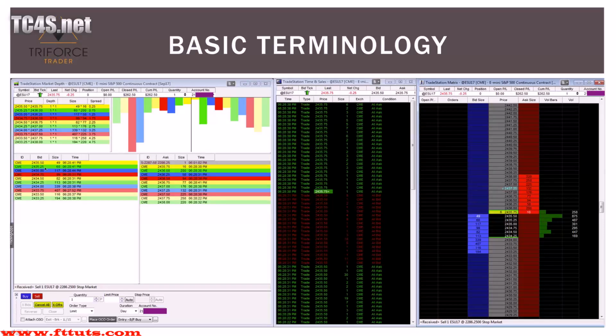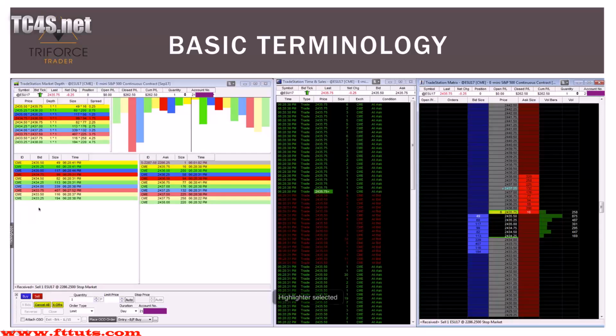So someone's willing to buy 60 contracts. So there's a pool of people, 60 contracts, or one person, is sitting here, and they want to buy 60 contracts at 24.35 and a quarter. So that's the bid. The offer, or the ask, is someone willing to sell 16 contracts at 24.35.75.